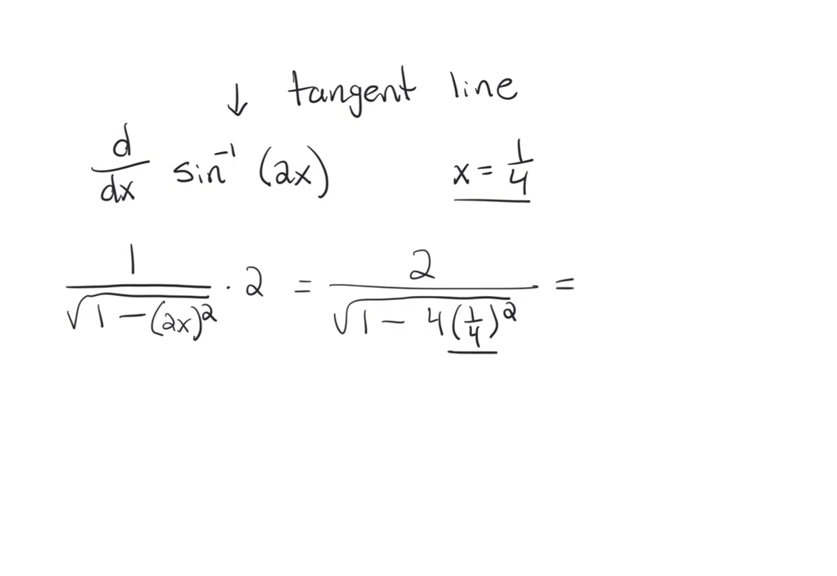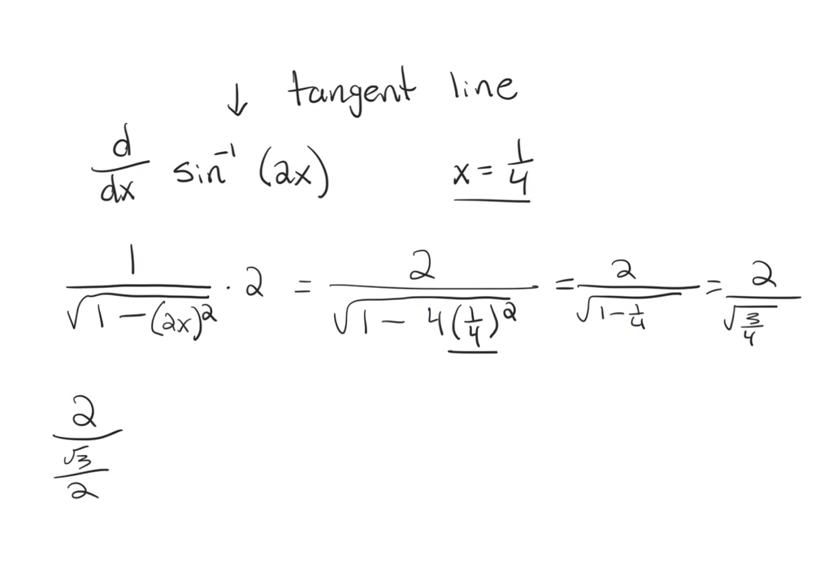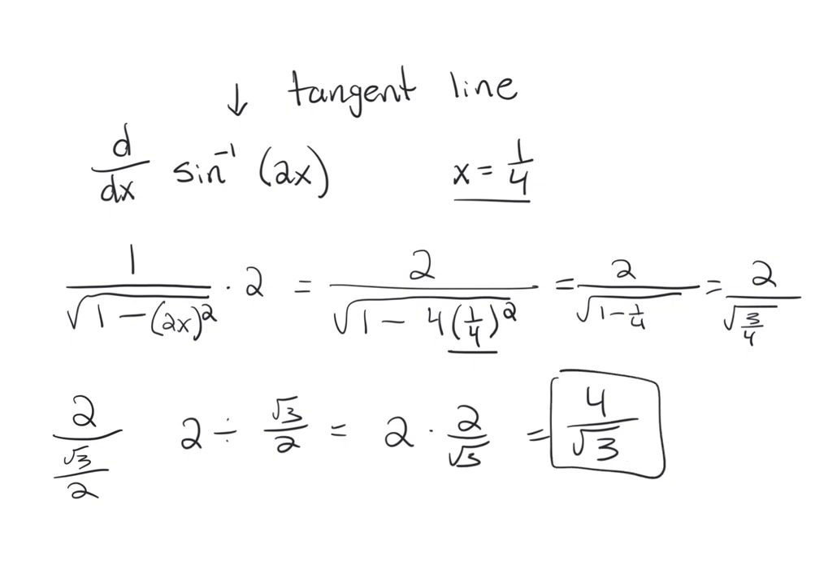Okay, so if I square 1/4, that's 1/16, and then I multiply by 4, that goes back to 1/4. So 2 over the square root of 1 minus 1/4, 2 over the square root of 3/4, which is 2 over the square root of 3 over 2. So 2 divided by square root of 3 over 2 is 2 times 2 over square root of 3. So 4 over the square root of 3, and I'll just leave that like that. That's my slope.